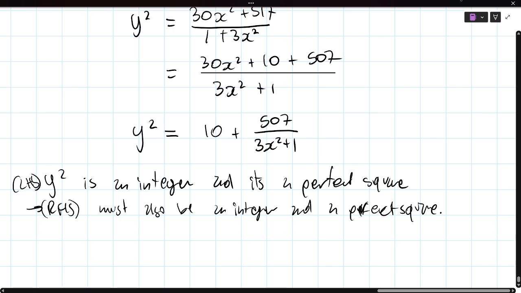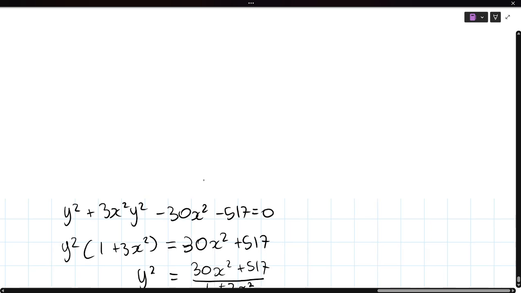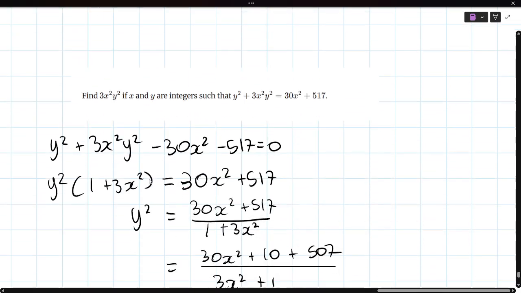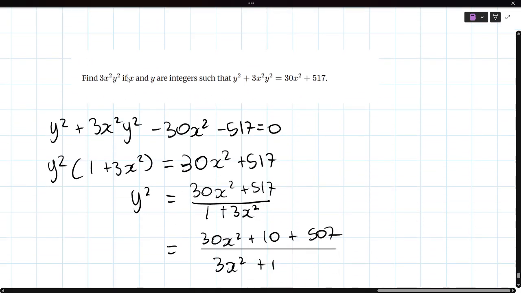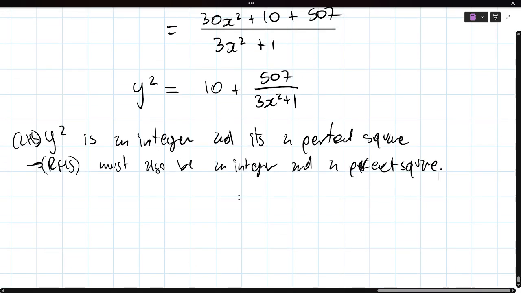And if we read the question, the reason I'm saying this is an integer is because it's specified in the question itself. I don't know why it's not showing me the question. Why is it blank? Hello? Okay, there you go. Find 3x squared y squared if x and y are integers. So if y is an integer, then y squared must also be an integer.